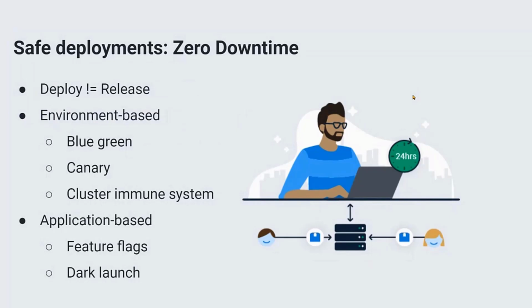Blue-green deployments, for example, canary deployments, cluster immune systems. These are all clever load balancing tricks where they basically revolve around having some old infrastructure over here and some new infrastructure over here, and pointing my load balancer at whichever servers I want to direct my traffic either at the old version or the new version.